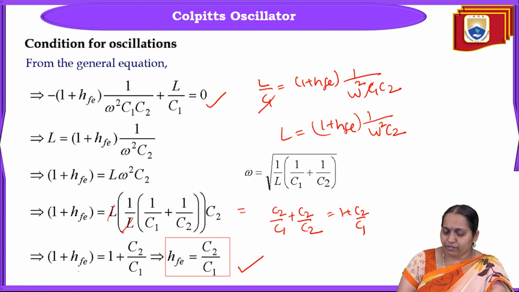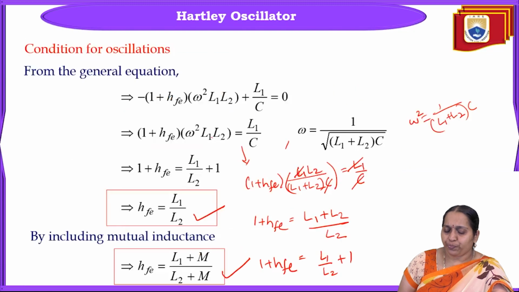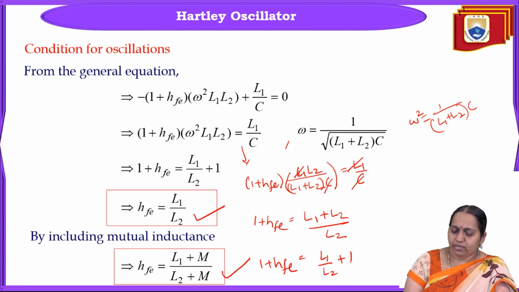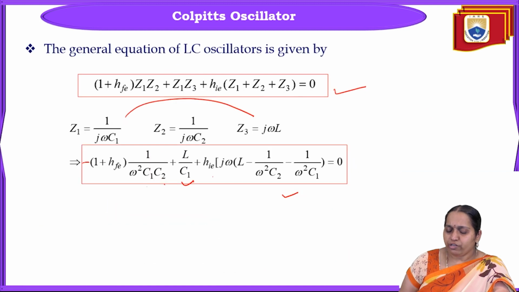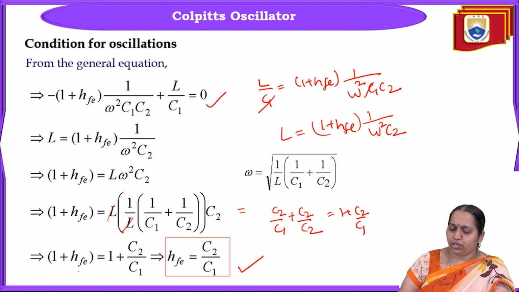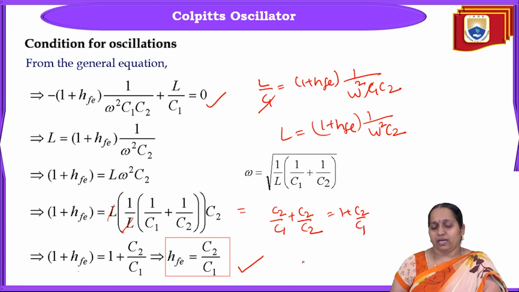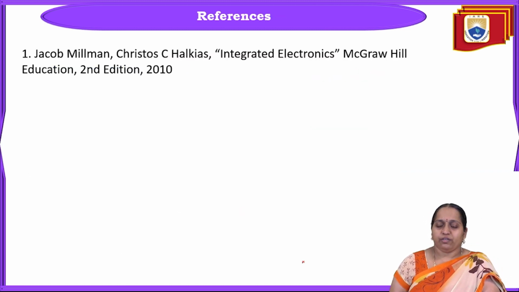And the condition for oscillations is given by: for the Hartley oscillator, HFE equals L1 by L2, whereas for the Colpitt's oscillator, HFE equals C2 by C1. This is all about the Hartley and Colpitt's oscillator.